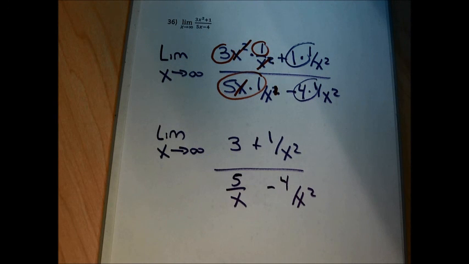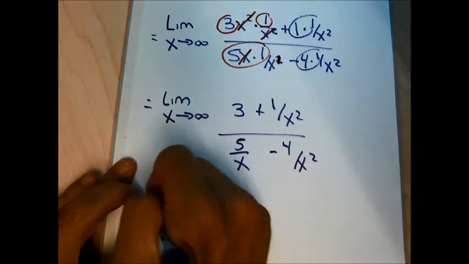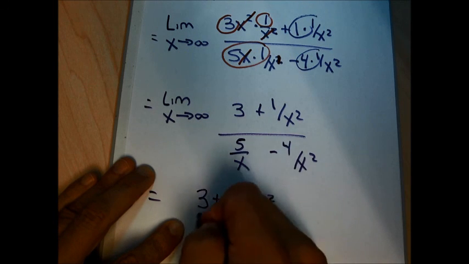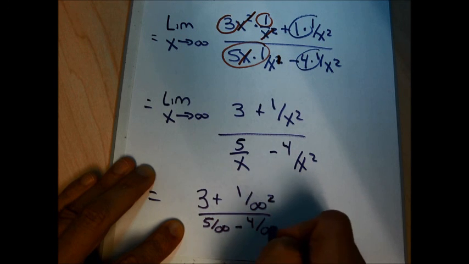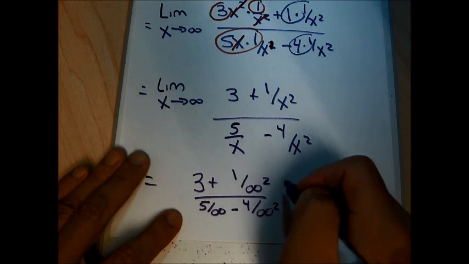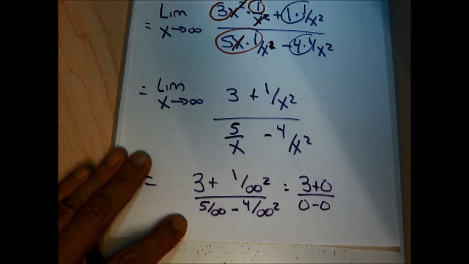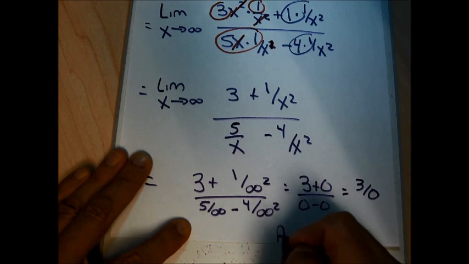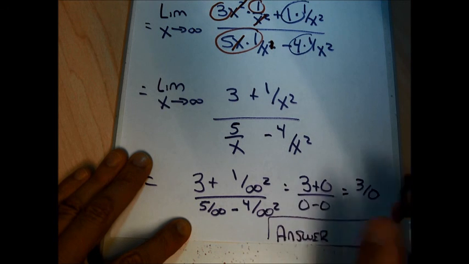Now the x's are stuffed in the denominators. I can plug my infinity in. When I plug my infinity in, I stop writing my limit sign. So I get 3 plus 1 over infinity squared divided by 5 over infinity minus 4 over infinity squared. And that's going to be 3 plus 0 in the numerator and 0 minus 0 in the denominator, which is 3 over 0. And when I'm going to find a limit at infinity, if the 0 is in the numerator, the limit is 0. If the 0 is in the denominator, the limit doesn't exist.